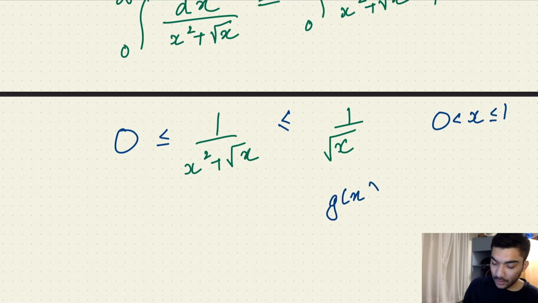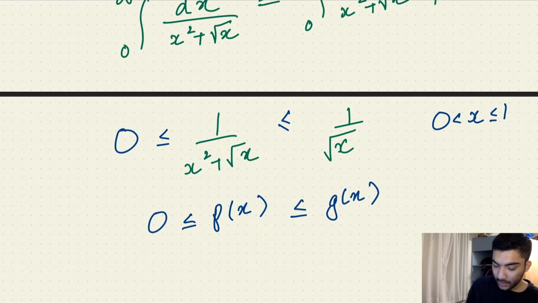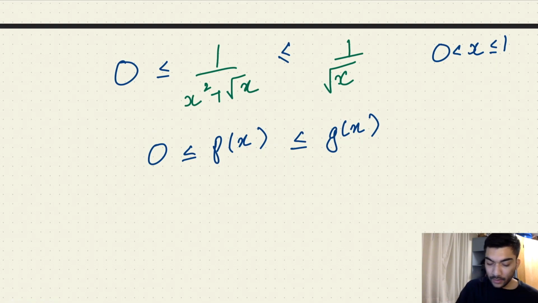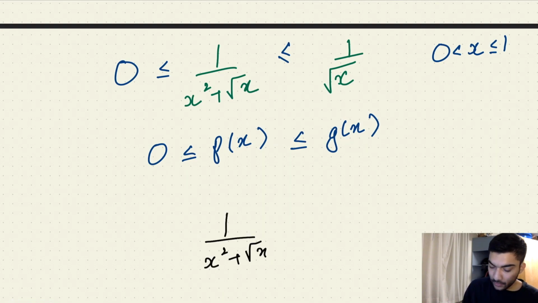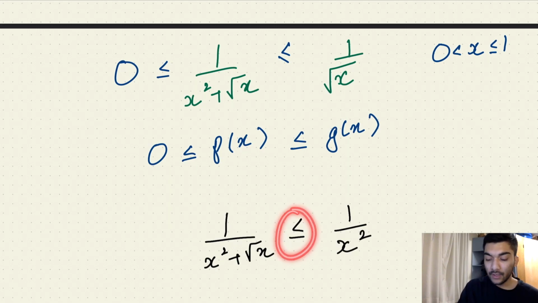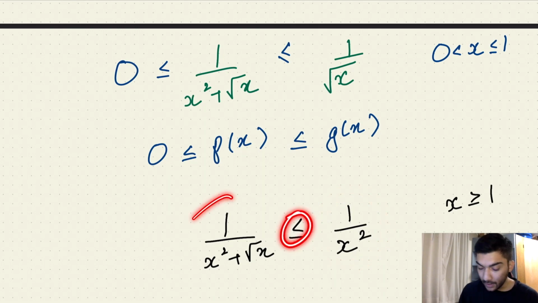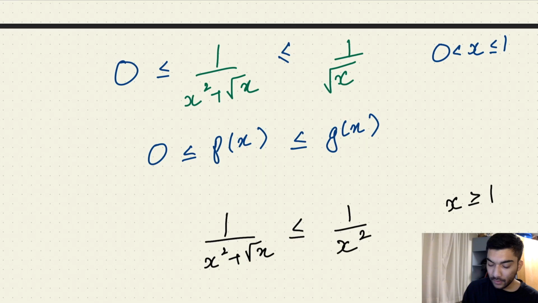So you know that basically your g of x is greater than or equal to your f of x, which is greater than or equal to 0, for your first integral case. And if you compare 1 by x square plus root x with 1 by x square as well, you'll notice the same inequality over here. Since in this case as well, when your x is greater than or equal to 1, your denominator on the left hand side is larger than the denominator on the right hand side, so that is why your original expression on the right hand side is greater than or equal to your original expression on the left hand side.